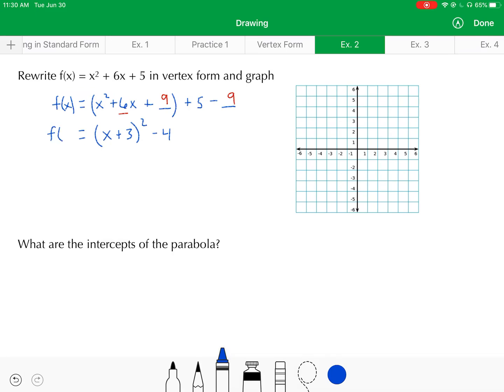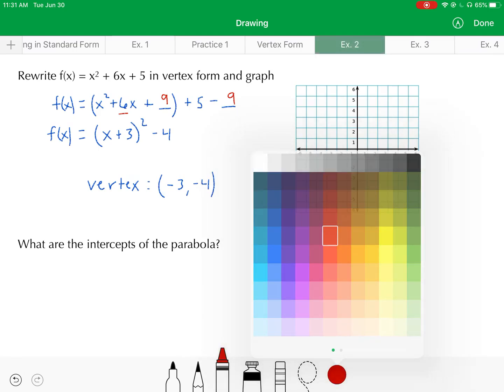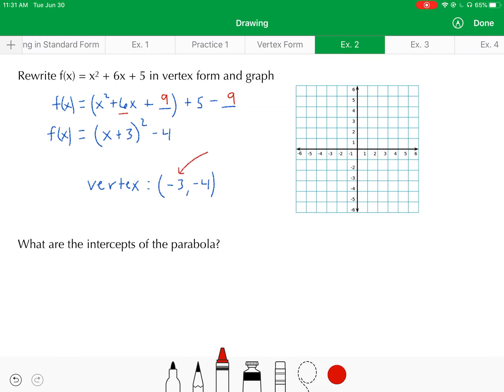So there's your vertex form, and you can see that the vertex is the point -3, -4, okay? And you're going to find that this number right here, your x-coordinate, is always -b over 2a, okay? Which matches the equation that we gave for finding the x-coordinate of my vertex in standard form, okay? All right, so let's go ahead and let's plot that vertex right here.